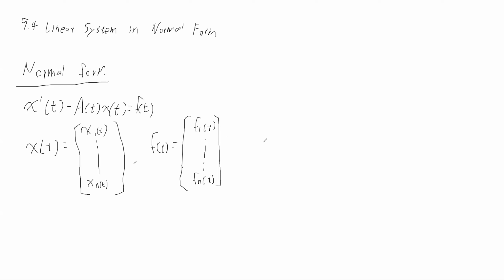And the matrix A of t is similar to the matrix that we saw in 9.3. It's just a matrix that is n by n, and then we have all the entries: a11 of t up to a1n of t, and then an1 of t up to ann of t. So each of these entries is some function.